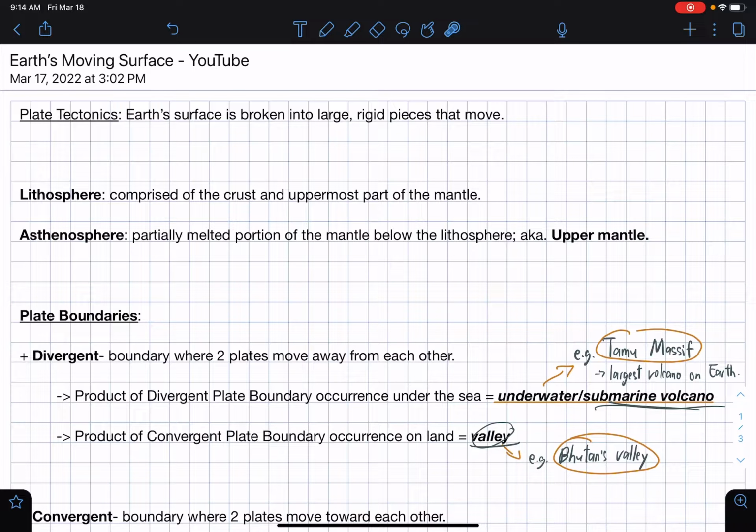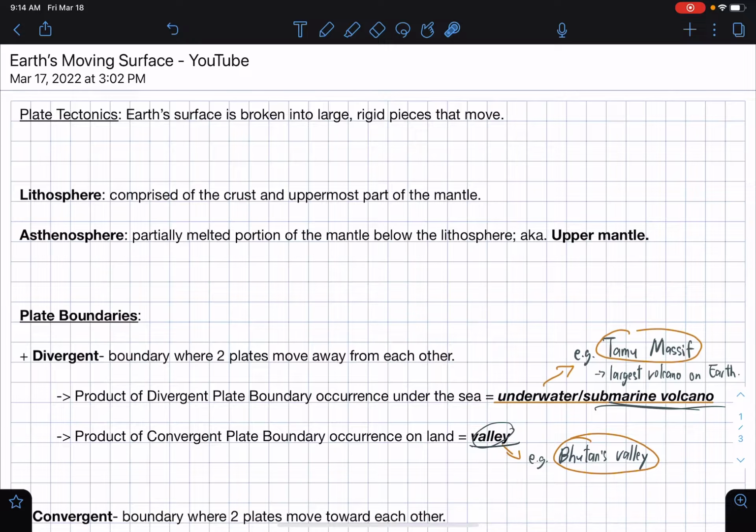So, yeah, let's start. For plate tectonics, Earth's surface is broken into large rigid pieces that move. So these large and rigid pieces are what we call plate tectonics. They're basically the continental and oceanic crust on Earth. So the lithosphere is comprised of the crust and the uppermost part of the mantle. So basically, the lithosphere includes the plate tectonics as well as the uppermost mantle.